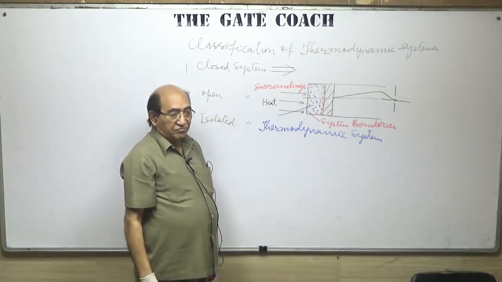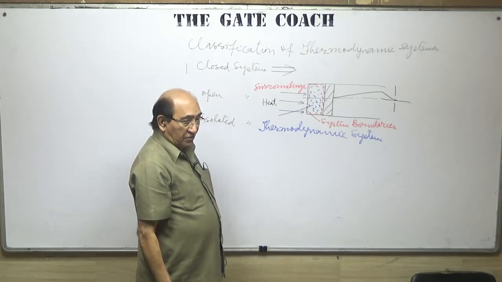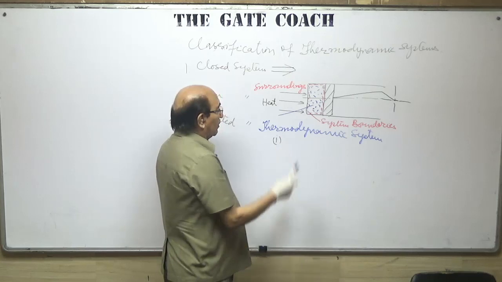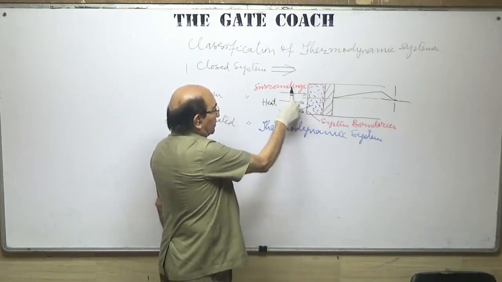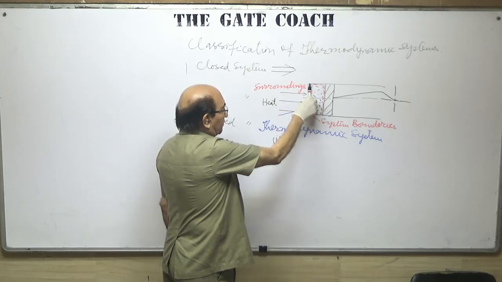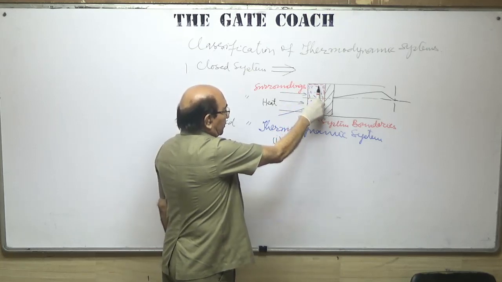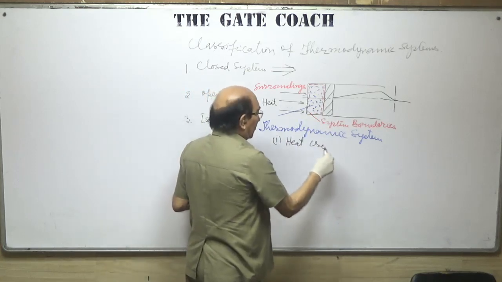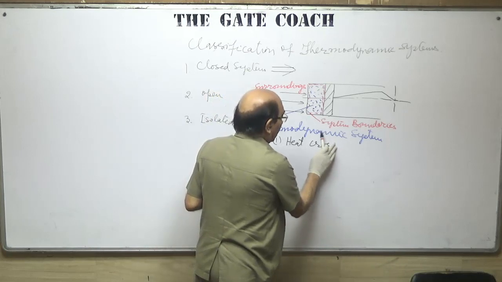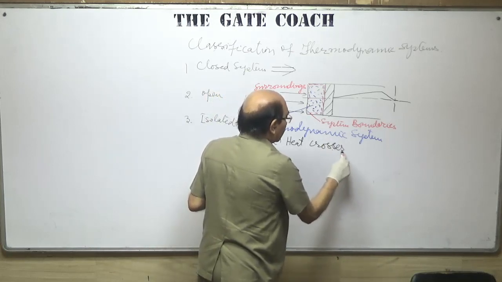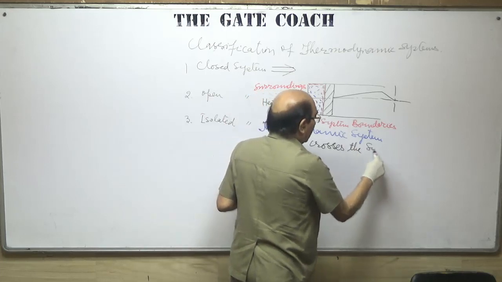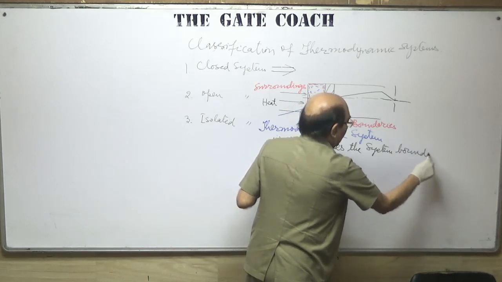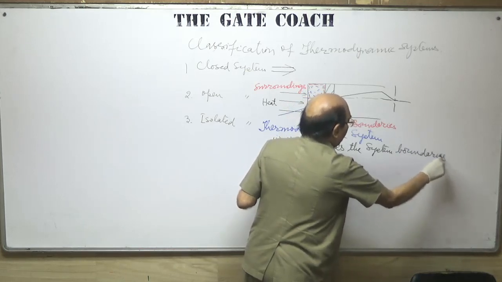Then what happens? Let us note down our various observations. The first observation will be that this heat energy crosses the boundaries of the system and enters into the system. Heat crosses the system boundaries.